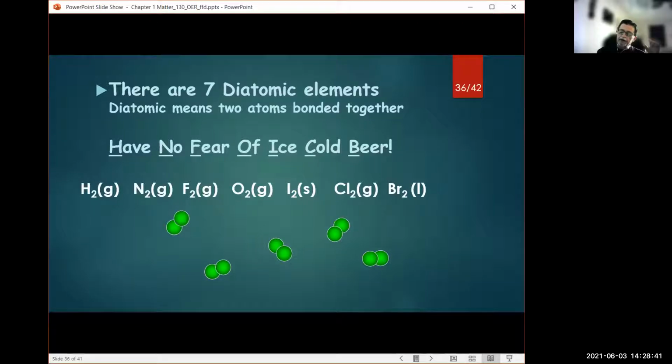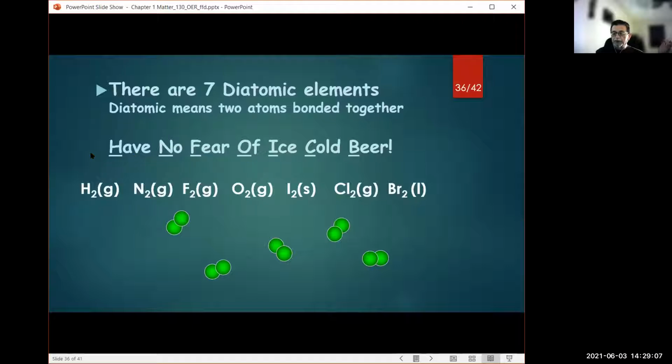Now, remember I stated earlier, there are 7 elements that are diatomic. At 25 degrees, they're not stable on their own. So they need another one to be with it to be stable. And that's hydrogen, nitrogen, fluorine, oxygen, iodine, chlorine, and bromine, going from left to right.